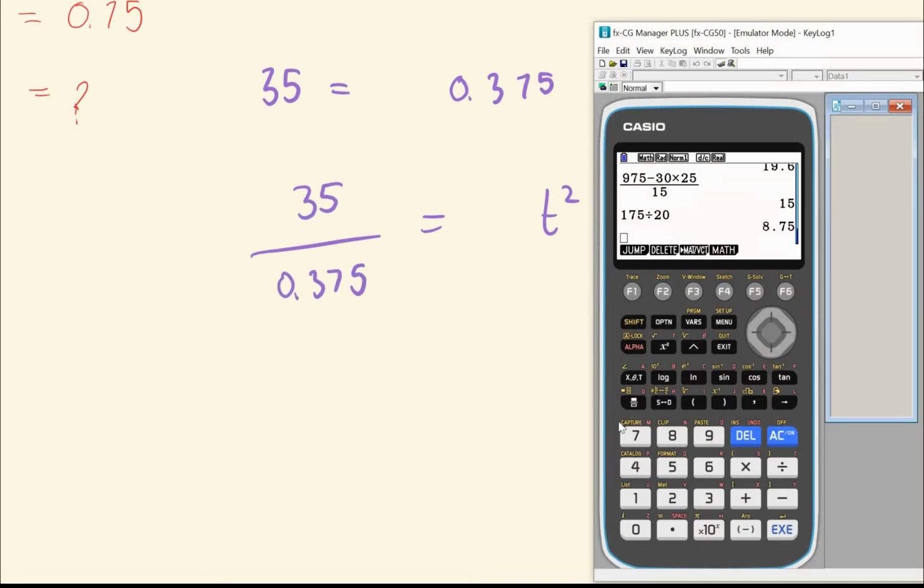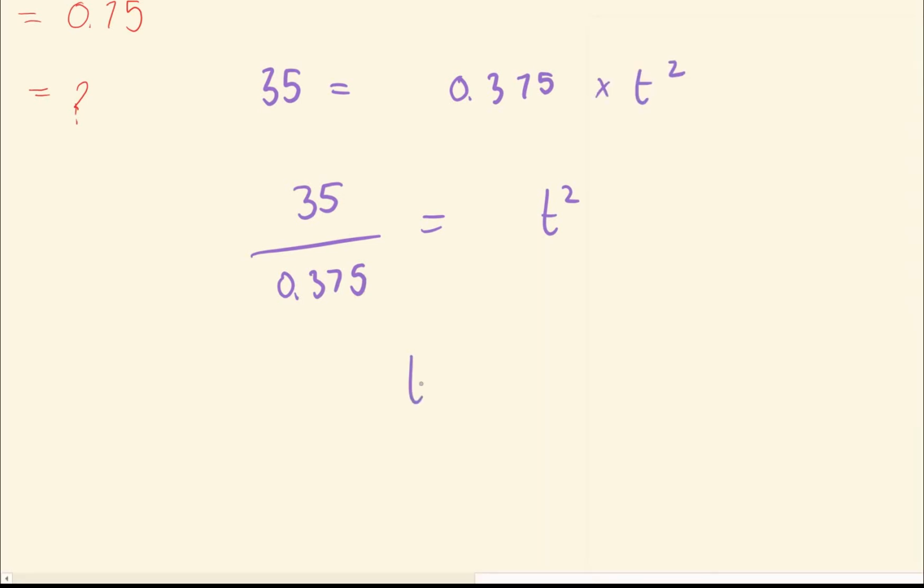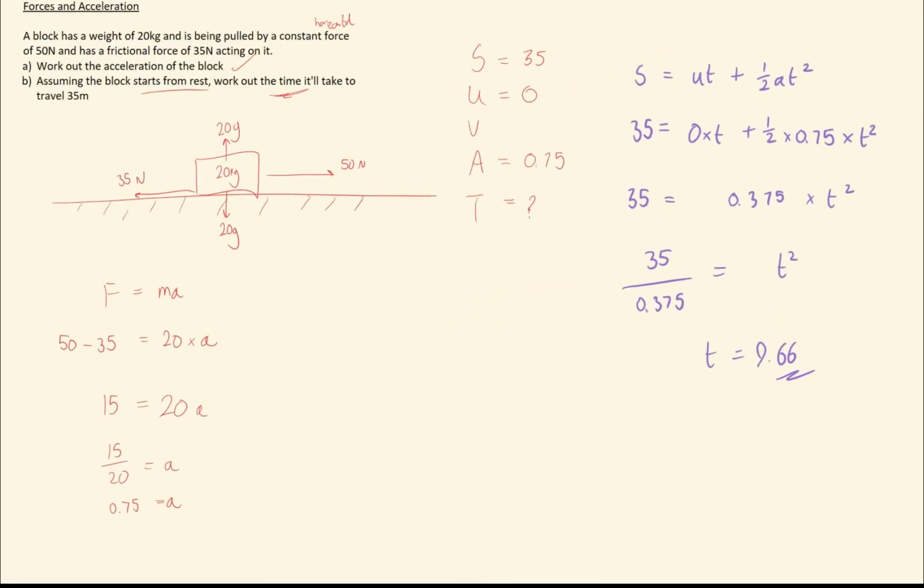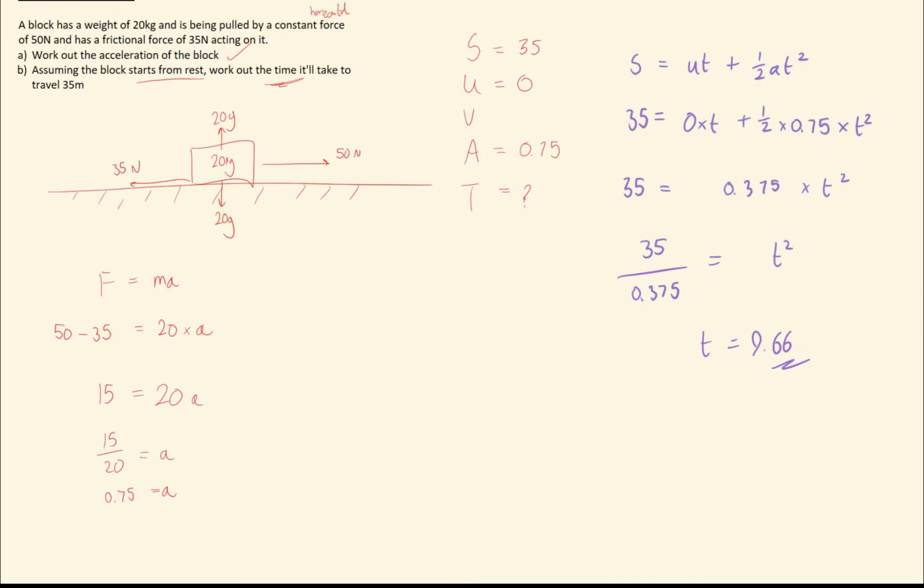Let's go to our calculator for that. So we want to do basically the square root, don't we? So the square root of 35 divided by 0.375. And we want that as a decimal, which gives us T as 9.66. And again, for basically all the questions in mechanics, you always prefer a decimal to anything else. So therefore it took 9.66 seconds for the block to travel 35 meters.